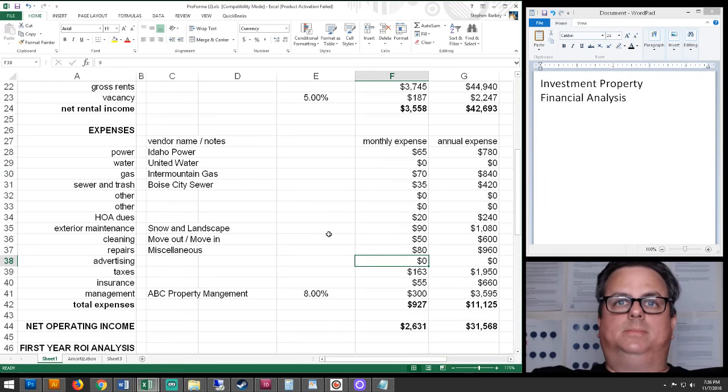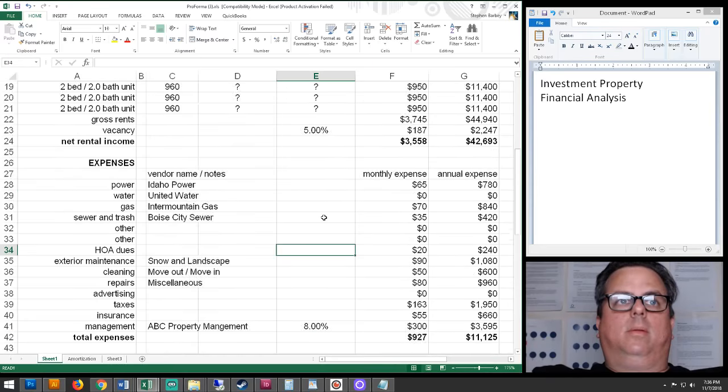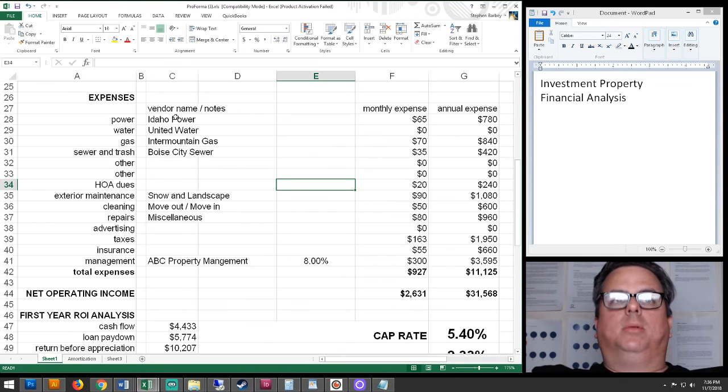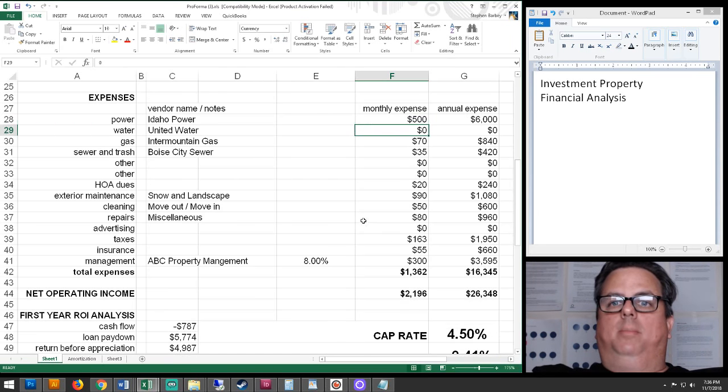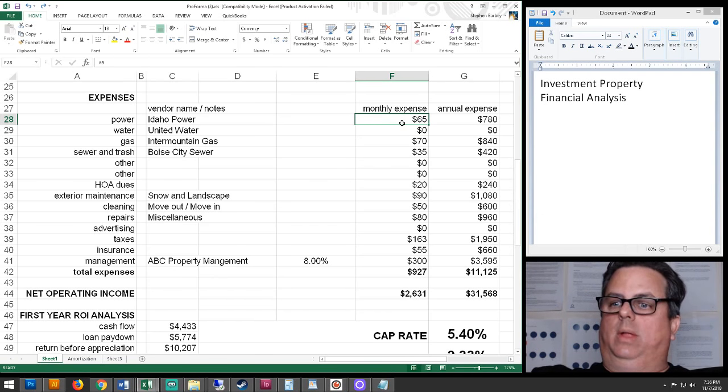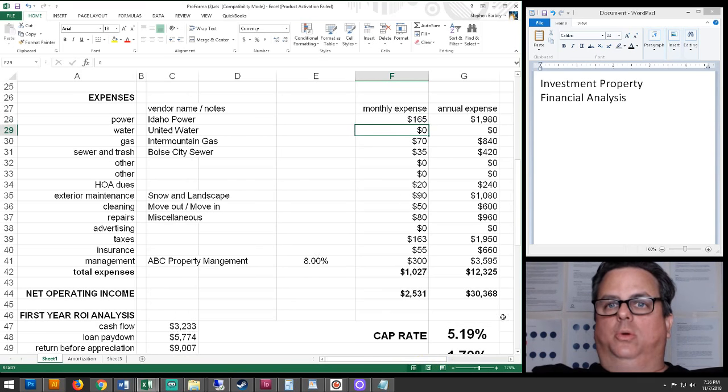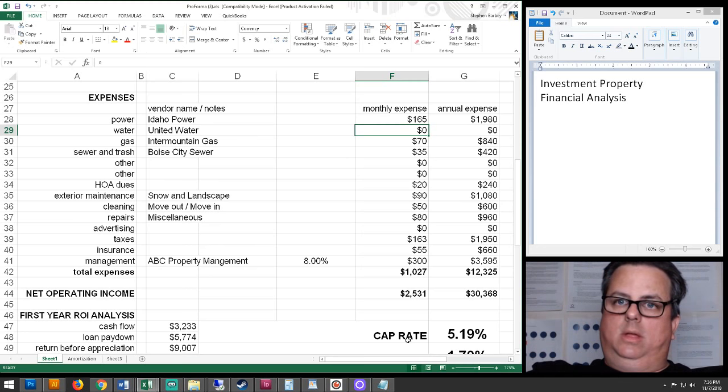It goes like this. Pretend, just for easy math here, that the power bill is really expensive at this property for some reason. Right now we're at a 5.4 cap. Let's call it $165. So we go from a 5.4 cap to a 5.19 cap. That's a two-tenths swing, and it was just $100.